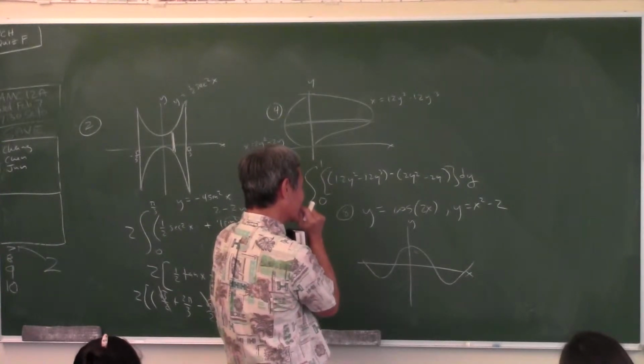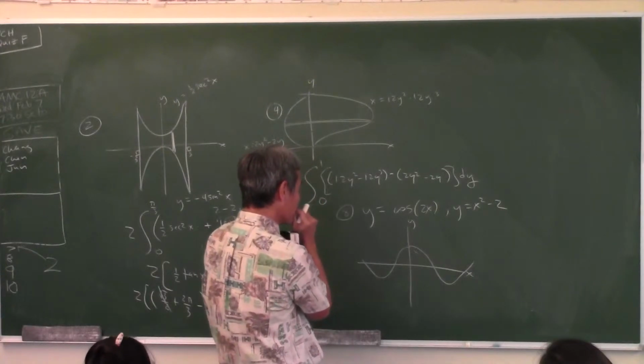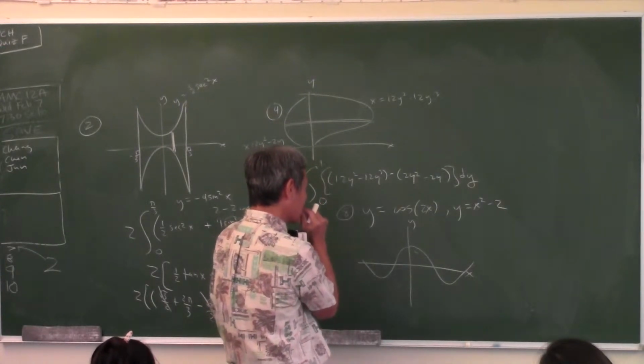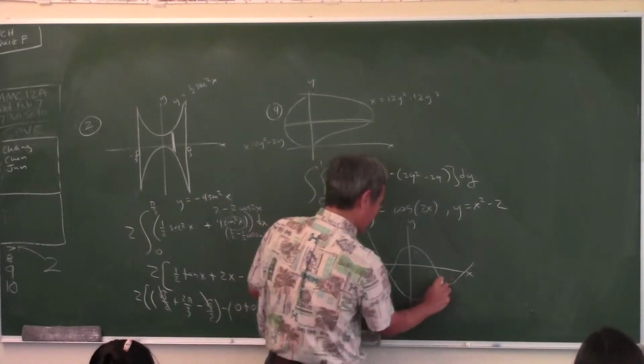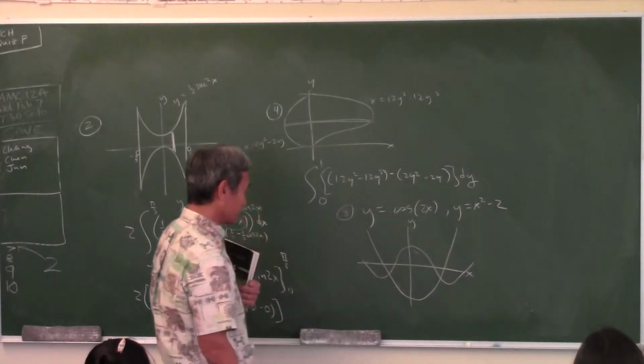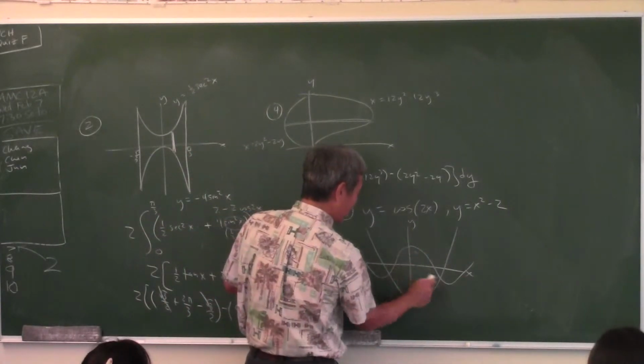Root 2. What did I just say? 3.75 root 2. Okay, so I think the graph looks like this. Am I right? Yeah. Okay. So we have to find the area of this region.